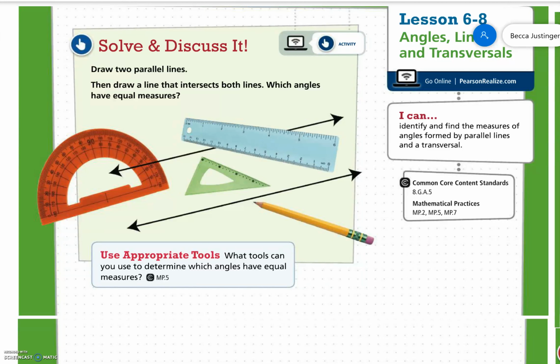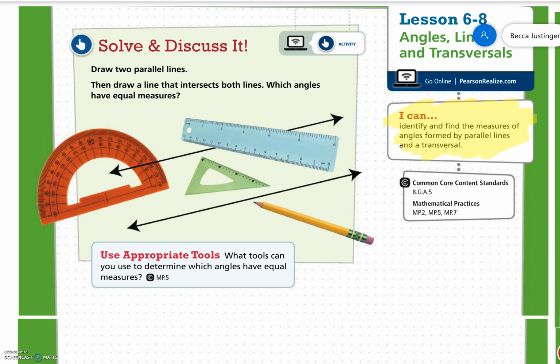Hi, 8th grade. Welcome to lesson 6-8, angles, lines, and transversals. By the end of the lesson, I want you to be able to say, I can identify and find the measures of angles formed by parallel lines and a transversal.